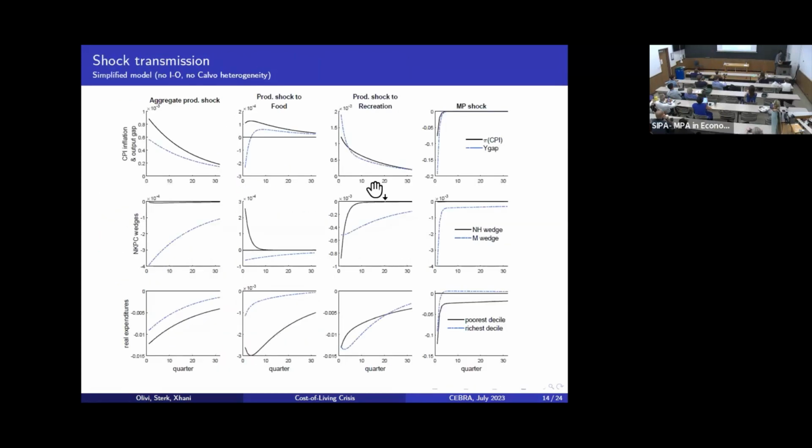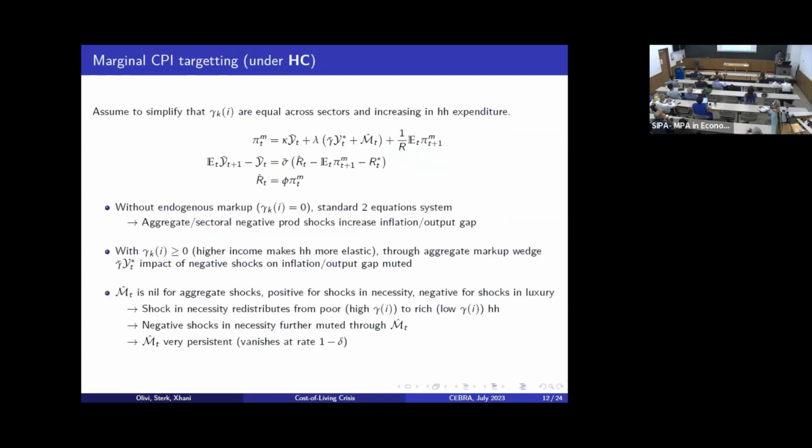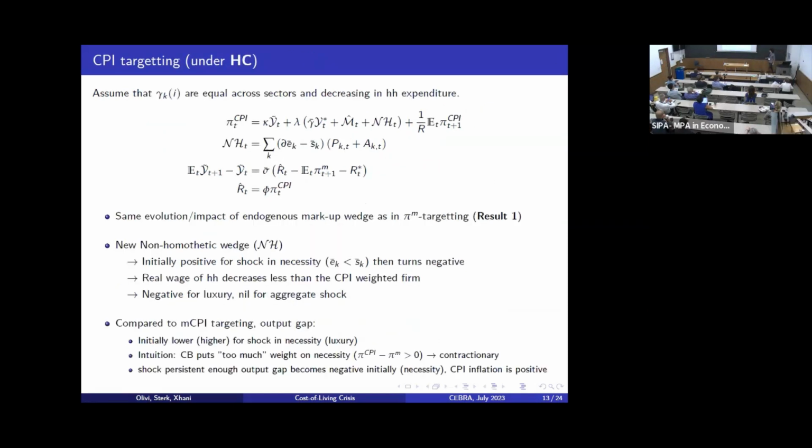So I'm going to stay with the positive analysis. When you target the marginal index, you have your standard three equation model, and you can stabilize both the output gap and this average inflation index. But if instead of targeting the marginal CPI, you target CPI, you have productivity shocks that become markup shocks.